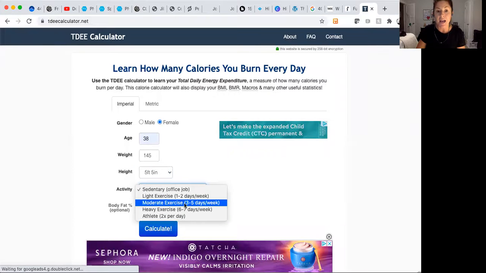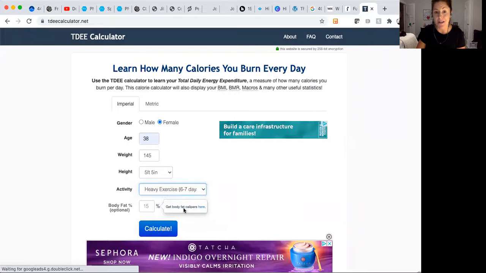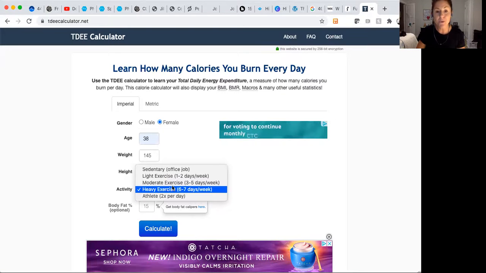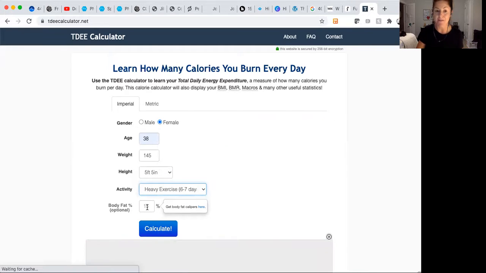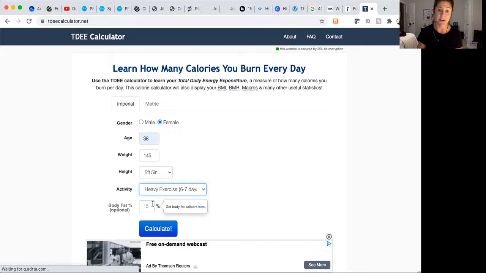Now, I would say that I do heavy exercise because I'm teaching a lot, and I'm often only getting one day off. For most of us, we would fall into any of these categories below. So I'm going to choose heavy just for my sake. And then if you do have body fat percentage, definitely enter that in if you know that it's accurate. But if you don't have it, don't even worry about it. You're just going to hit this button, you're going to hit calculate.